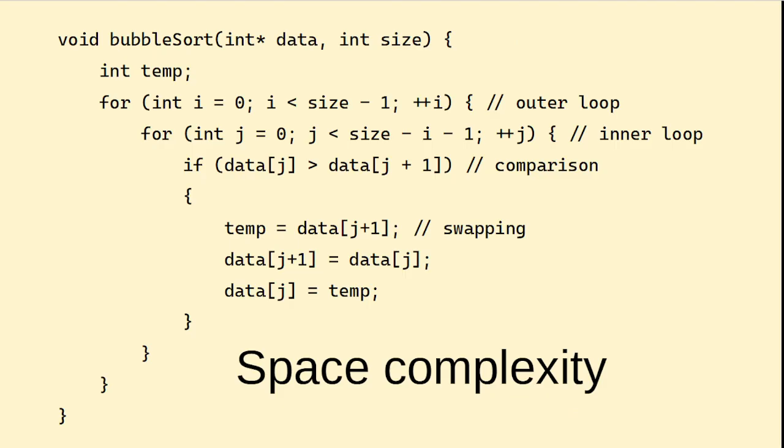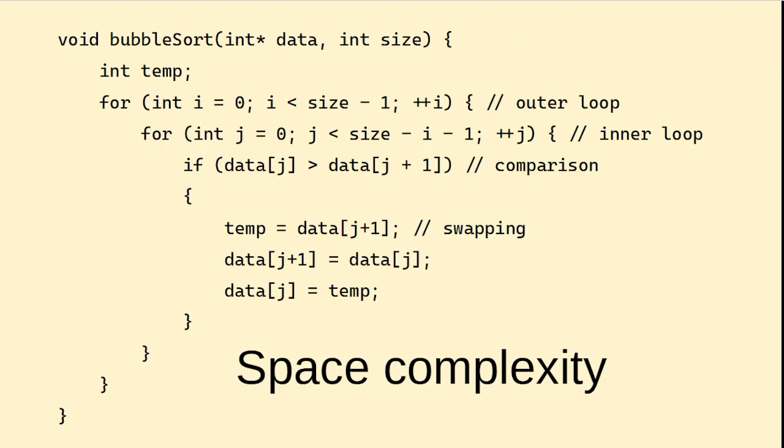Memory space is required for the local variable temp, and for the iteration indices i and j used in the outer loop and inner loop, and also there could be some temporary memory space required while evaluating the expressions that are placed in the conditions for the for loop and if structure. These are the memory spaces that are required by this algorithm.